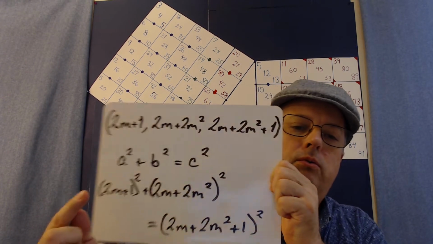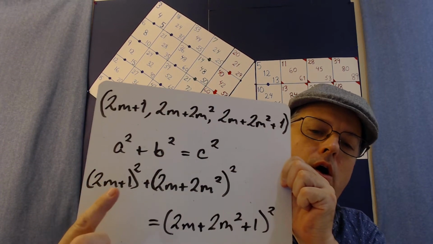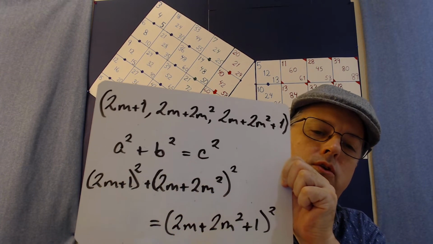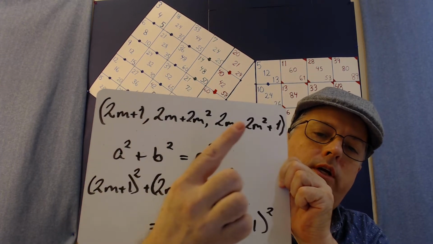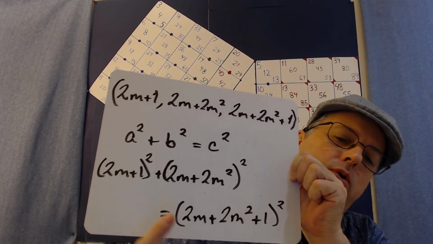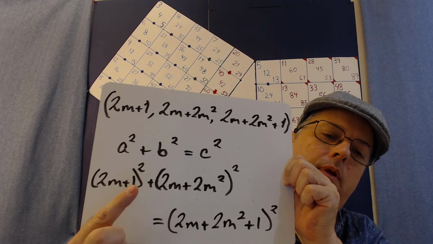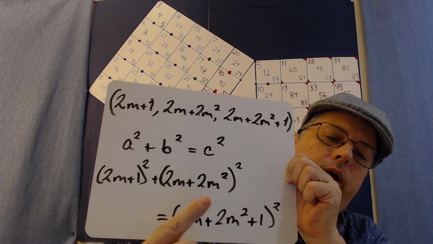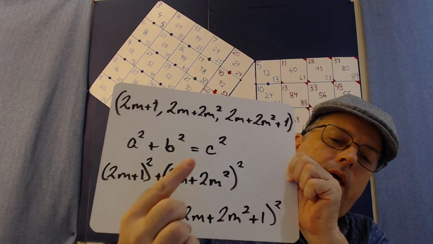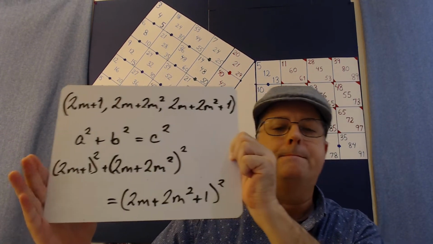We're going to actually show that these three expressions are a solution to the Pythagorean theorem by running them through the Pythagorean theorem and showing that it's true. a is going to be 2m plus 1, so a squared plus b squared, where b is going to be 2m plus 2m squared, will equal c squared, where c is 2m plus 2m squared plus 1. All right, so let's do that.